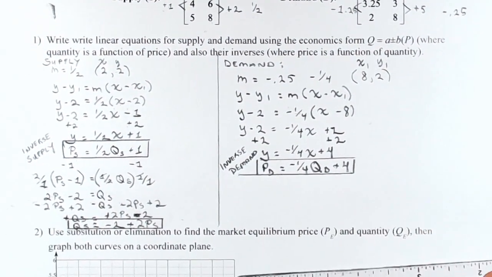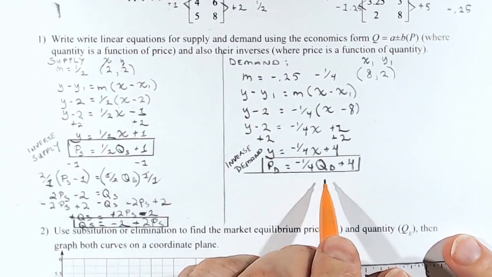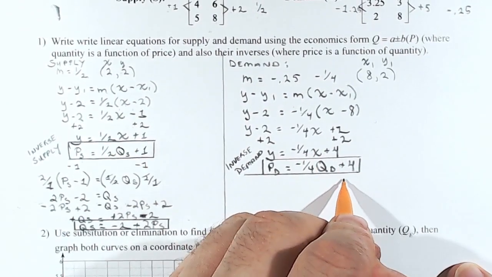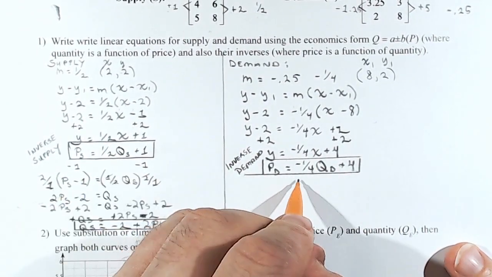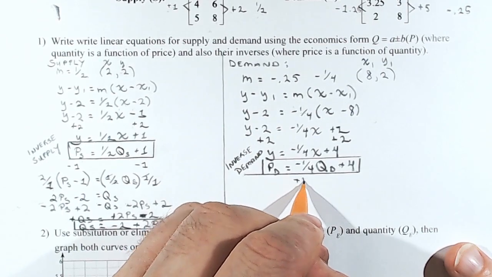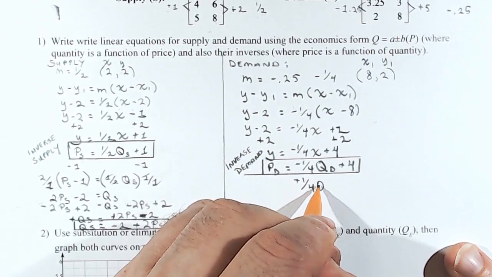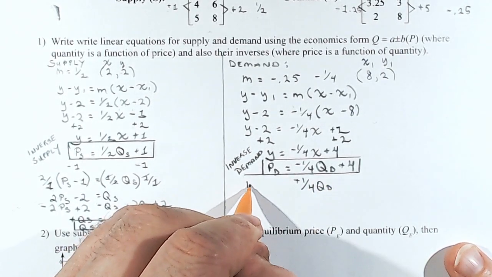Well, now I want to solve, to make it look like this, I want to solve for Q. So first thing I'll do here is I'll add 1/4 Q to both sides, 1/4 Q sub D to both sides.